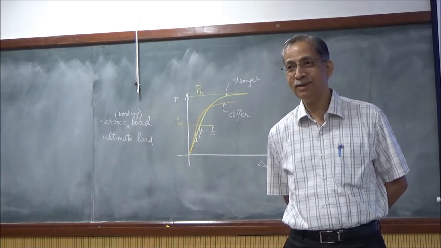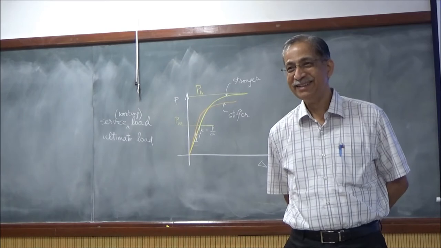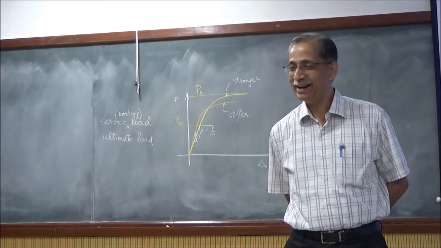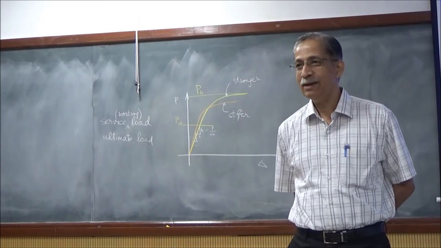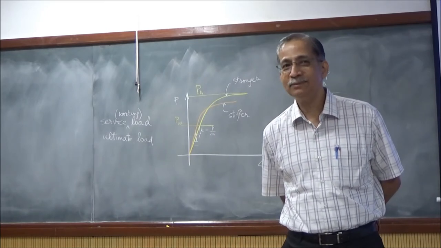Strain compared to the tension. Now you're getting into trouble. From the expression of delta, that is PL upon AE. I know everybody knows this formula. In a truss element, that's the formula. How did you get it?